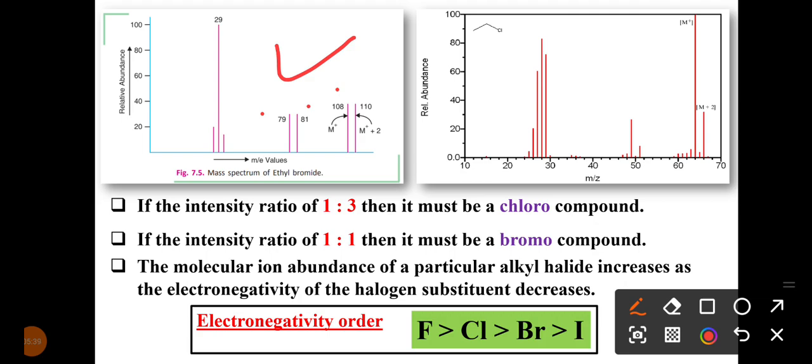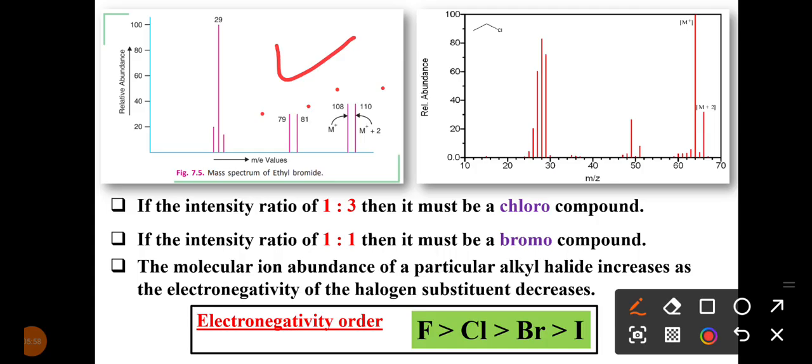So the M plus peak is 108, and the speciality of these molecules is that they show the M plus 2 peak also, right? Chlorine also and bromine also. These isotopes show the M plus 2 peaks. So that is the speciality of these compounds. So here 110, the M plus 2 peak, is also showing, right?